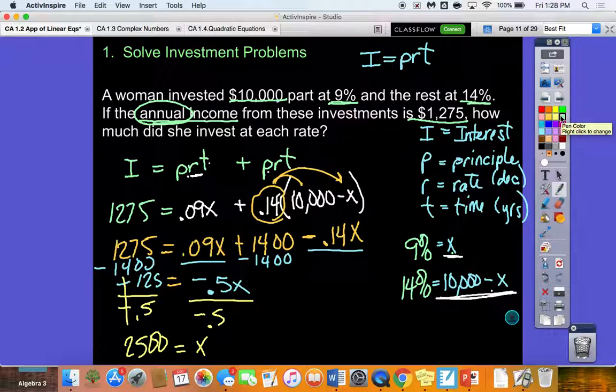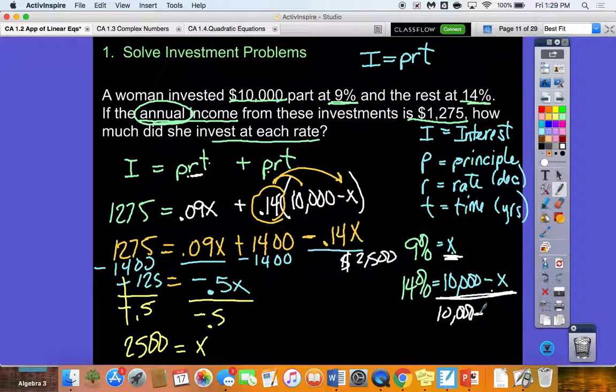The question stated how many were in each. So we need to go back to our little labeling down here. You found x, which we said was the 9% amount. So that one has $2,500 in it. To figure out what goes in 14, you're putting the x in here. So some of you were lost with where this number came from. Substitute your 2,500 into the place of x, and then just work this out. So that's just 10,000 minus 2,500 is 7,500. Because remember, these two things have to add up to 10,000. That was what was stipulated in the problem. That's basically all there is.